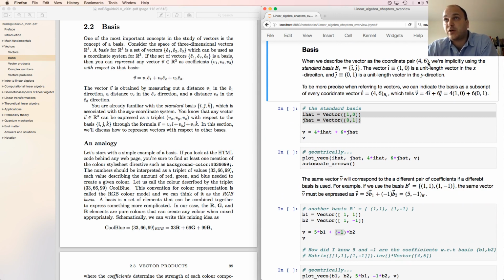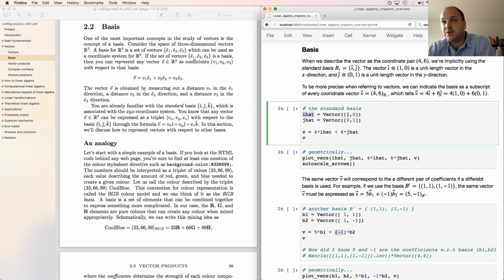Let's say I talk about the vector 4, 6. This says go 4 steps in the x direction and then 6 steps in the y direction. But it doesn't need to always be the x and y directions. The directions could be arbitrary. So in this case, if you want to be precise, I should say 4, 6 with respect to the standard basis. What's the standard basis? Well, that's the standard basis. You have i hat, which is 1, 0. That's a unit step in the x direction. And j hat is 0, 1. That's a unit step in the y direction. So this is i, this is j.